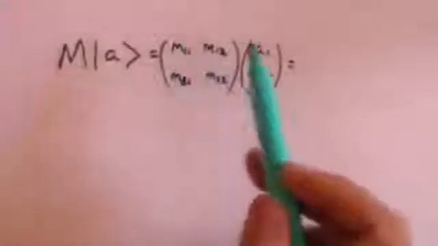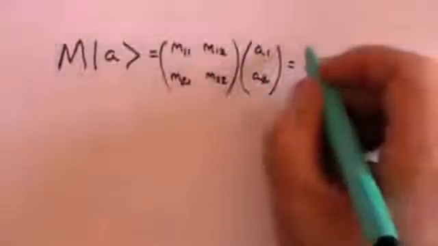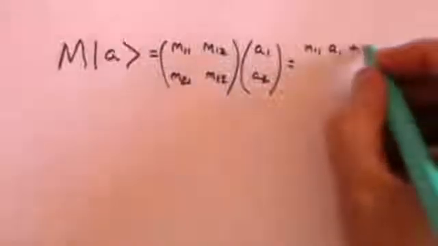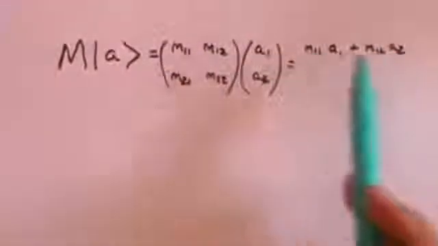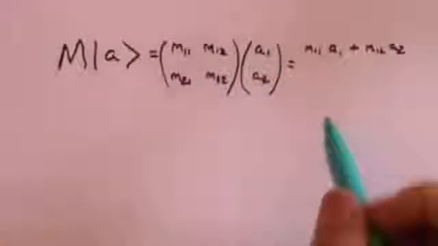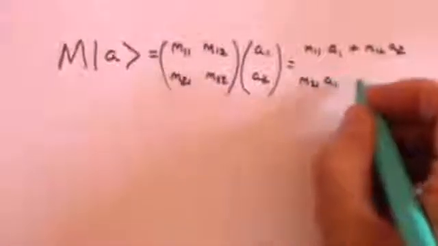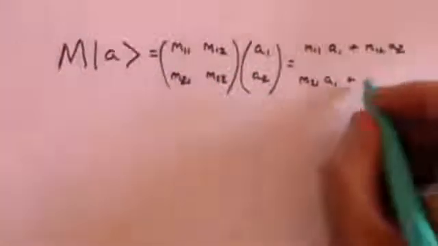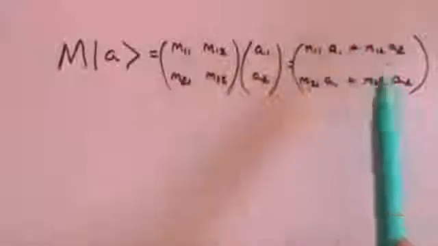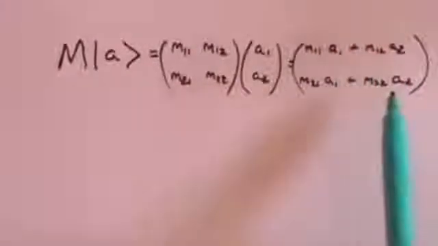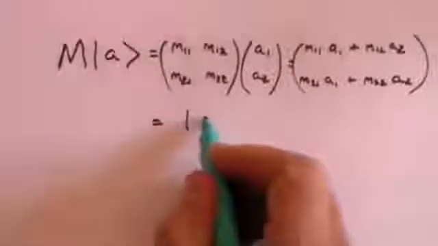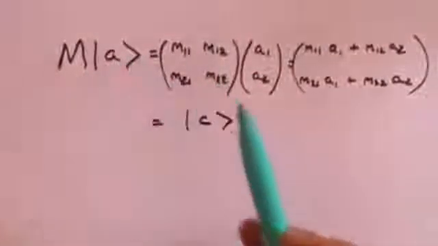I'll do that again. This number times this number plus this number times that number is M11 times A1 plus M12 times A2. That's the top. That's all just one number. So that's the top of our new ket vector. And this one is that number times that number, which is M21 A1, plus this number times this number, M22 times A2. And that's a new ket vector because there's just one number at the top, one number at the bottom. This is just an addition of 2 very likely complex numbers.